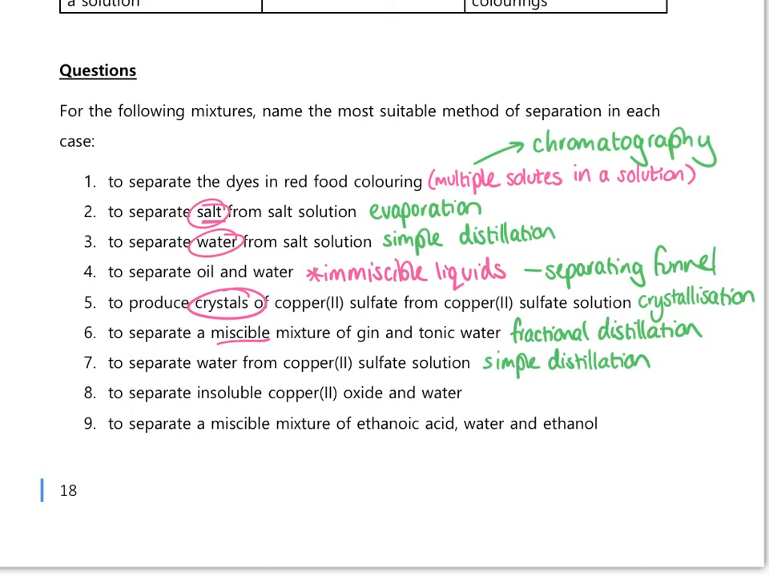Copper oxide, if you remember, is a black solid, but it's insoluble. So if I mix it with water, it will just sit at the bottom. It won't dissolve. So what can I use to separate it out? I can just simply use filtration.